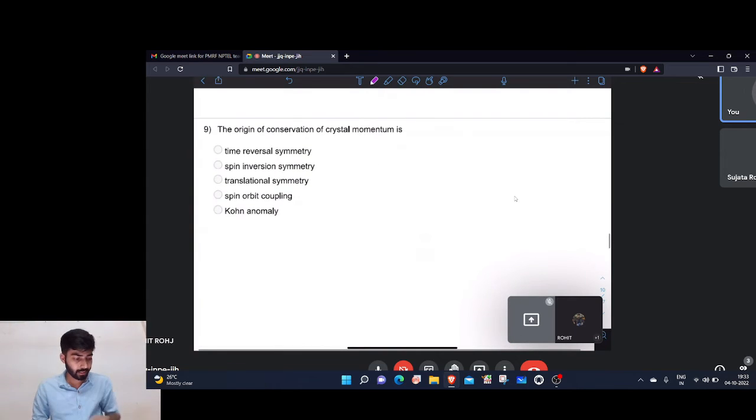So question number 9 we are with now, which says: what is the origin of conservation of crystal momentum? Now, the origin of conservation of crystal momentum comes from the translational invariance present in the material. In Newtonian mechanics, momentum is conserved because physics does not change if we move the object from one place to another. Similarly, it can be argued that conservation of crystal momentum inside the crystal is because of the translational symmetry.